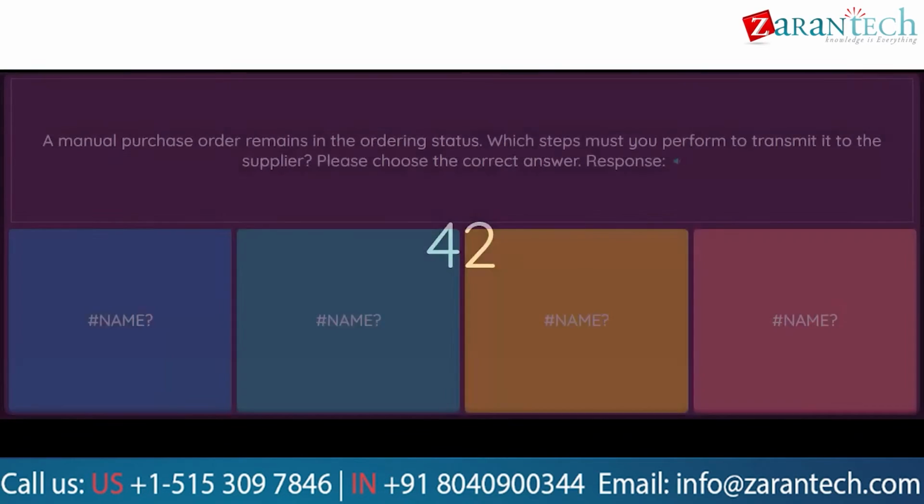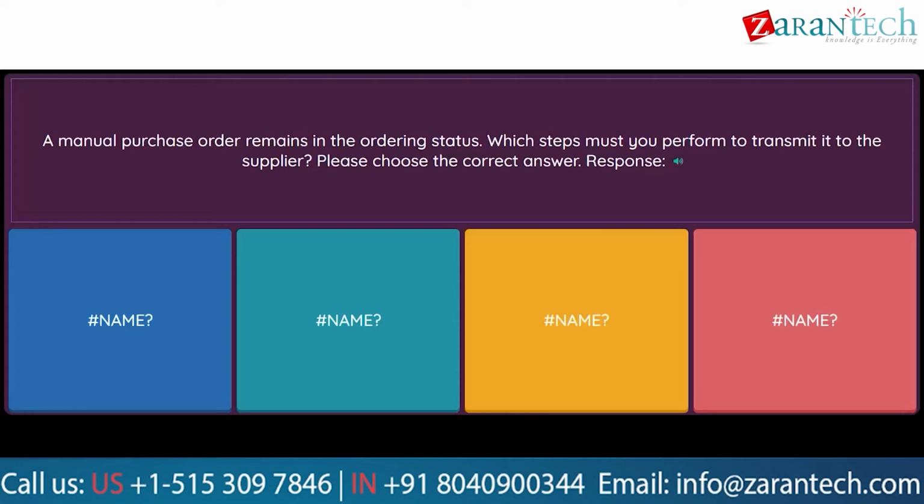Question: a manual purchase order remains in the ordering status. Which steps must you perform to transmit it to the supplier? Please choose the correct answer. Response. Option 1, Option 2, Option 3, Option 4.